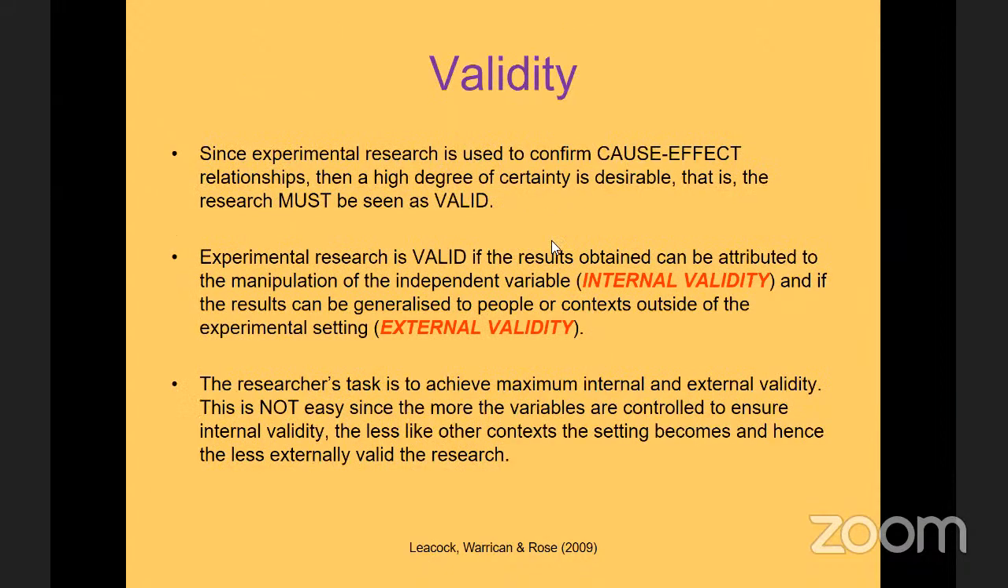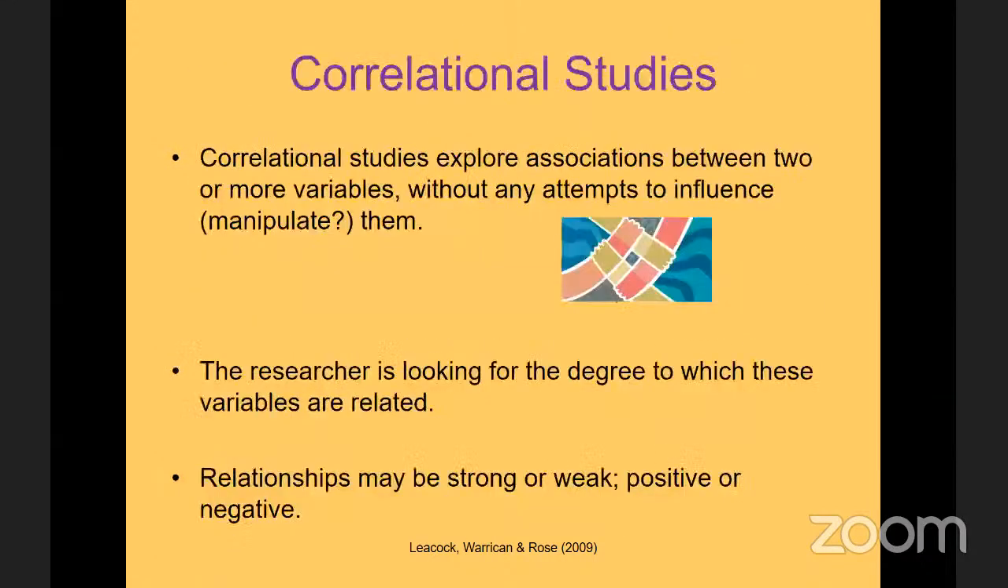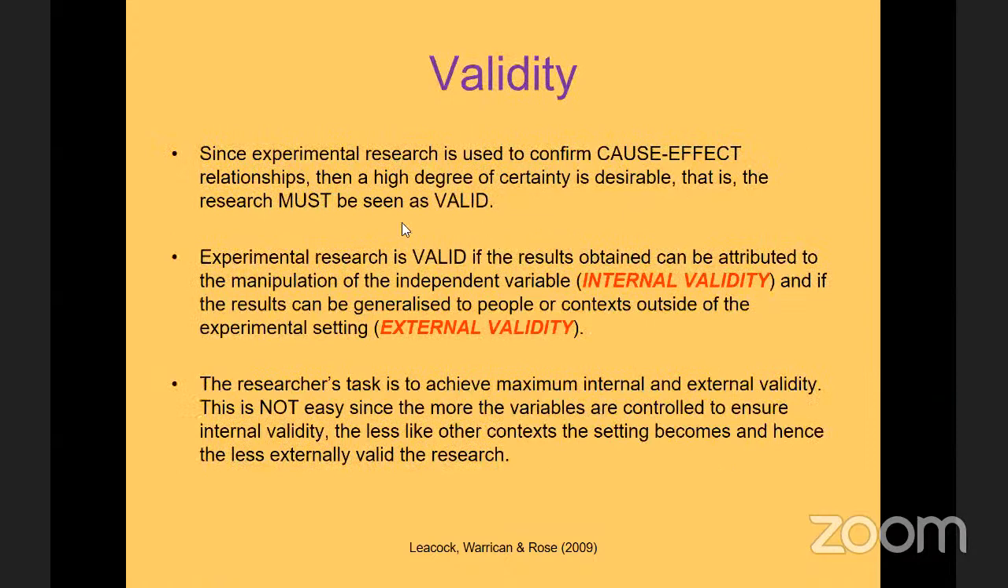Let's see. And so we have to think about these wonderful things, validity and reliability. Wait, where's reliability? Not here. At any rate, if we do a study and it's not valid, it has no value whatsoever. Right? And then there are 2 types of validity, internal and external validity.